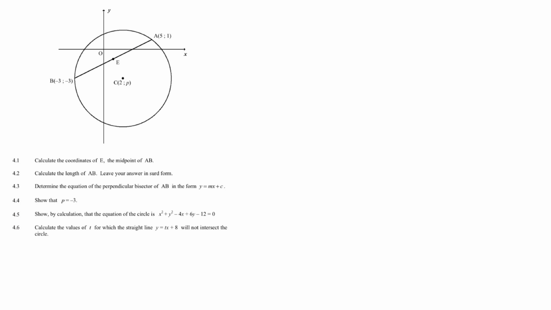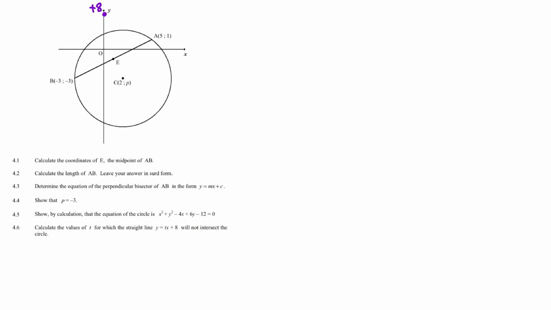4.6. Calculate the values of t for which the straight line y is equal to tx plus 8 will not intersect the circle. So let us start with our equation of a straight line, y is equal to tx plus 8. So I'm going to quickly draw it in here. We know that the y-intercept is plus 8. And the question says will not intersect the circle.